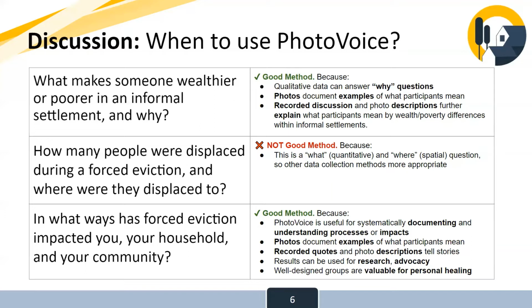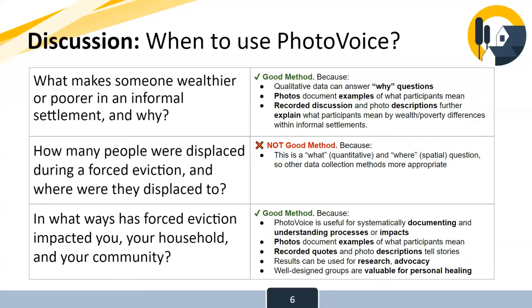The photos can be used to document real examples of what participants mean by the impact of forced eviction. Their recorded quotes and photo descriptions will tell their stories. And these photos and descriptions together can be used not only for research, but also for advocacy. And the last piece is really important.